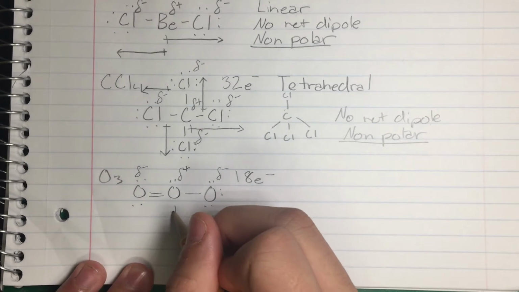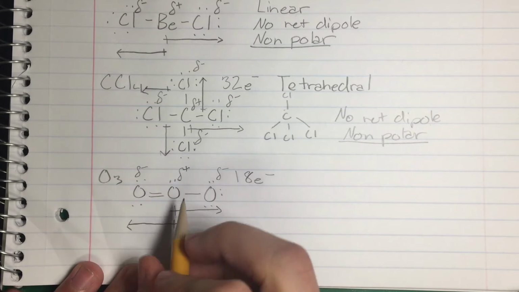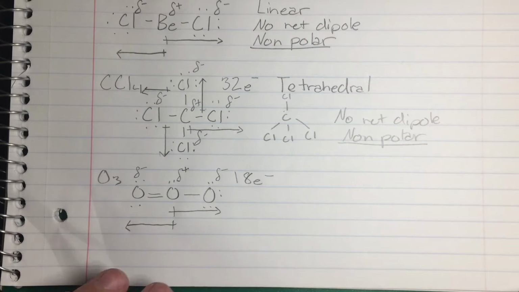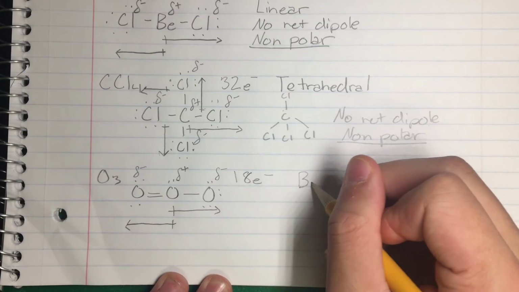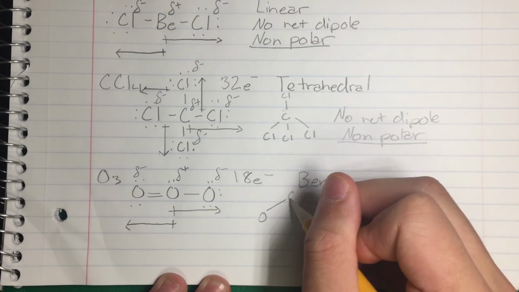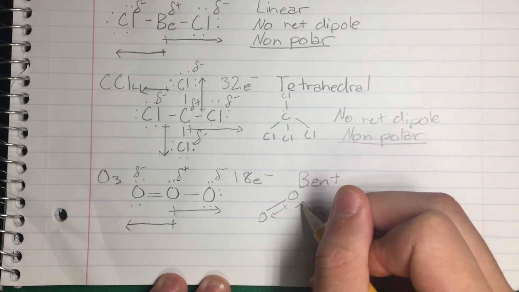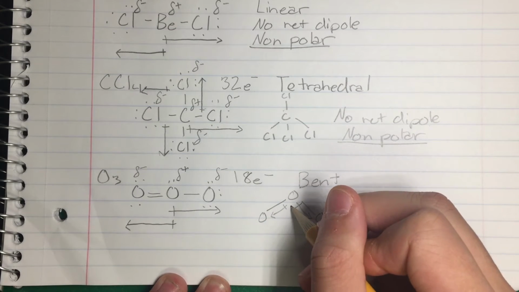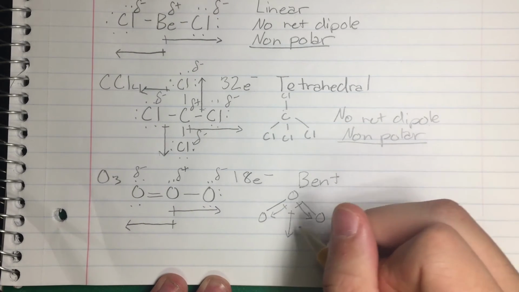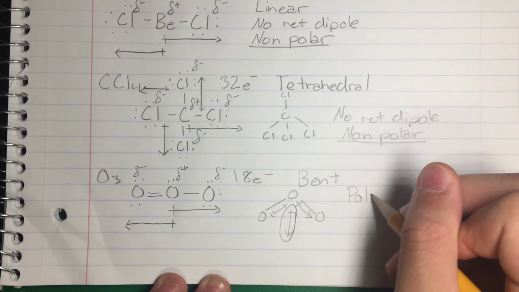And so the dipoles would go like this, smallest electronegativity to the biggest, same way here, and the molecular geometry is bent. So to draw it out, it would look like this. The dipoles going this way, and so the net dipole would be going down. So since there is a net dipole, then it is polar.